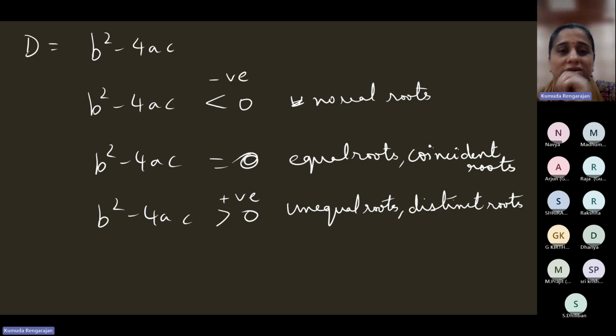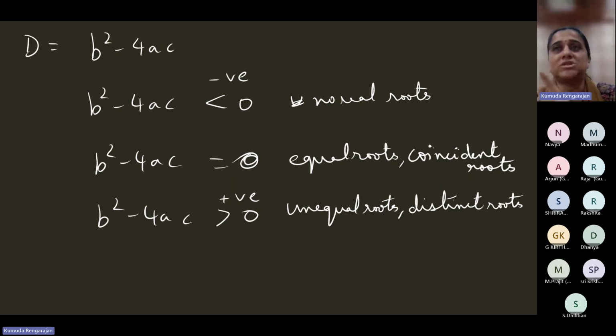So the parabola will not connect with the x-axis if the quadratic equation has no real roots. The parabola will connect with the x-axis either by touching it or by intersecting it when the quadratic equation has roots.